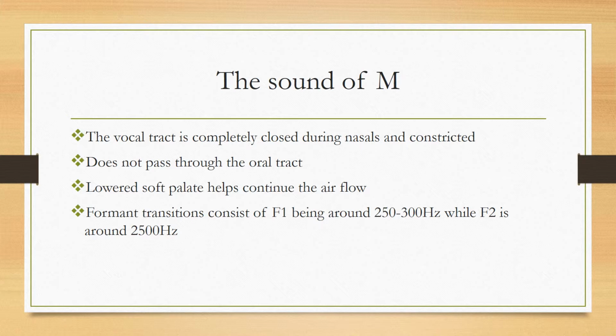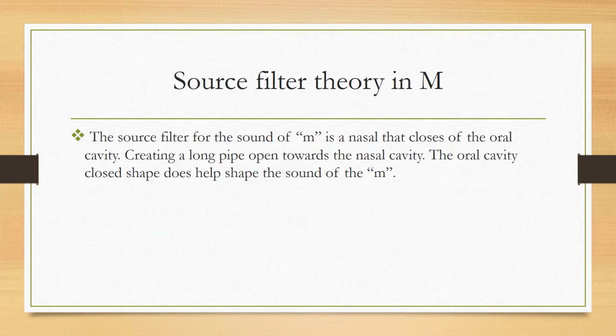Formant transitions consist of F1 being around 250 to 300 Hz, while F2 is around 2500 Hz. Source filter theory in M. The source filter for the sound of the M is a nasal that closes off the oral cavity, creating a long pipe that opens towards the nasal cavity. The oral cavity is closed. The closed shape helps the sound of the M come out of the nasal cavity.